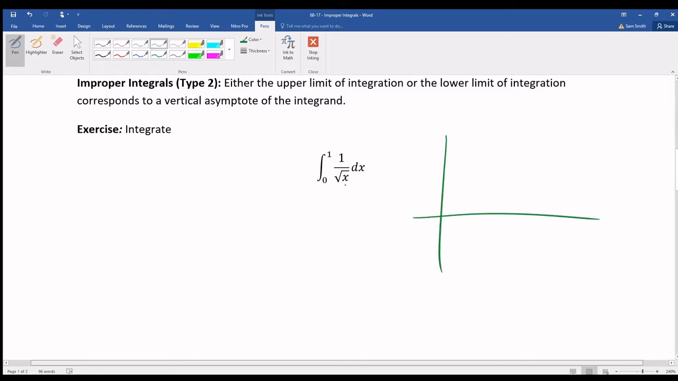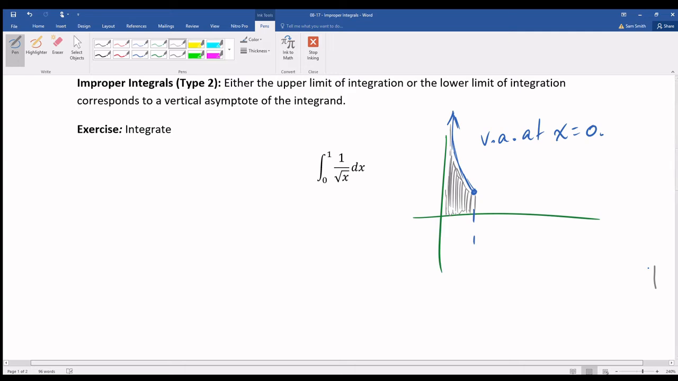Here is the graph of the function 1 over square root of x. As x approaches 0, we're dividing by 0, giving us an infinite output. And so on the interval from 1 to 0, this function looks like this. It has a vertical asymptote, VA for short, at x equals 0. So the question is, what is the area under this curve as we get closer and closer to 0? Is the area infinite? Is it finite? What number is it if it is finite?